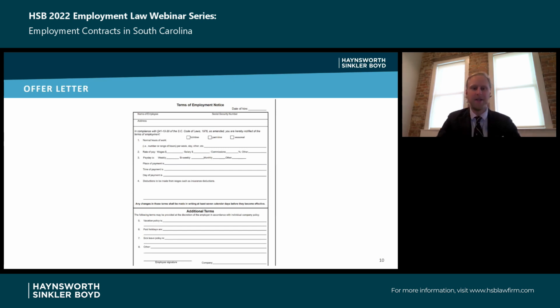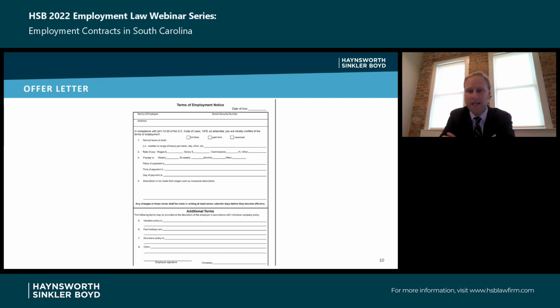You see this terms of employment notice here. South Carolina does have a statute. It is SC Code Ann. 41-10-30(A), and that's part of the South Carolina Payment of Wages Act. And that states that every company in South Carolina is required to notify each employee in writing at the time of hiring of the normal hours and wages agreed upon, the time and place of payment, and the deductions which will be made from wages, including payments to insurance programs.